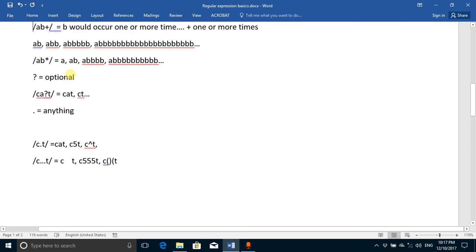Another symbol or notation that is used in regular expressions is curly brackets. Curly brackets specify the frequency of the occurrence of the previous letter. Like here, B can occur 0 or more times, and here B can occur 1 or more times. But here we cannot specify a fixed number of occurrences of the letter B. By using curly brackets, we can specify the exact number of occurrences of a letter.